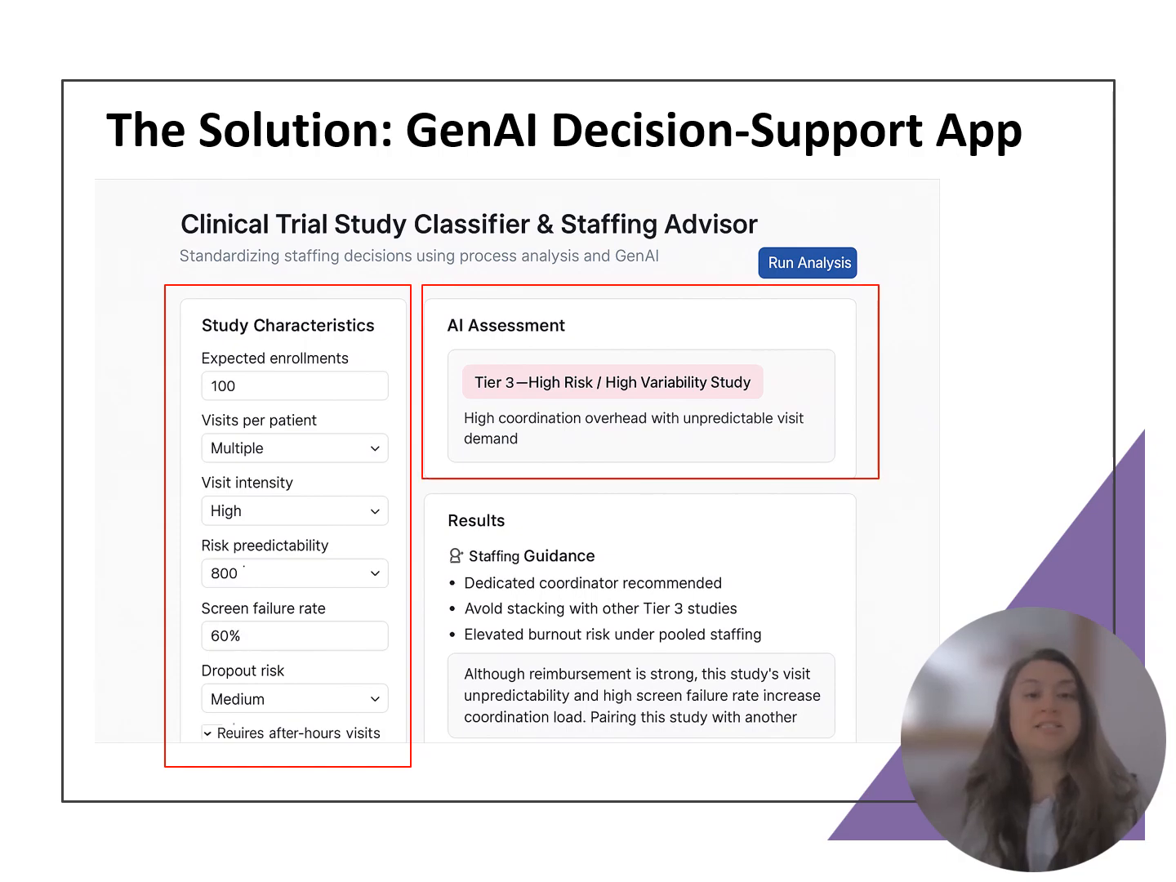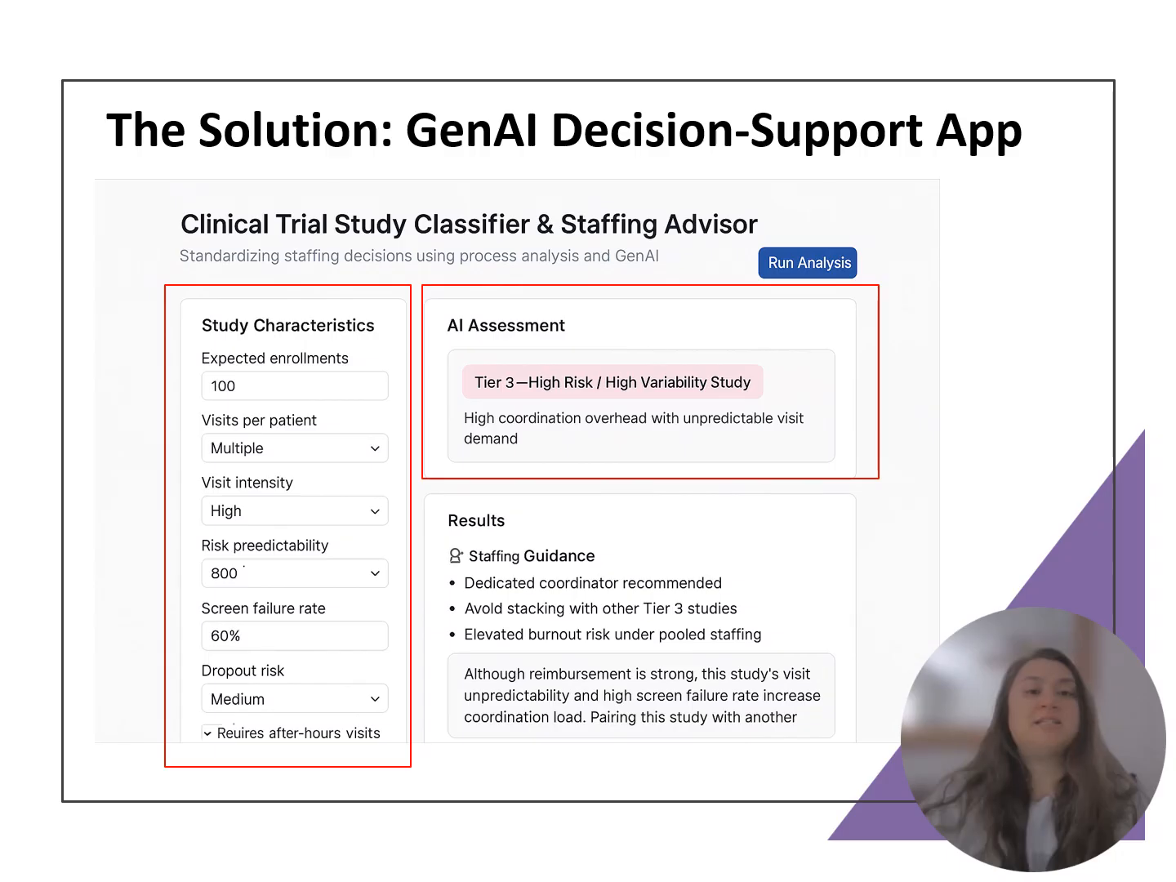On the top right, the AI assessment section represents the Gen AI reasoning layer, which evaluates these inputs using operations management principles like variability, capacity strain, and flow risk. As you can see, this specific study is classified as a Tier 3 high risk, high variability study.